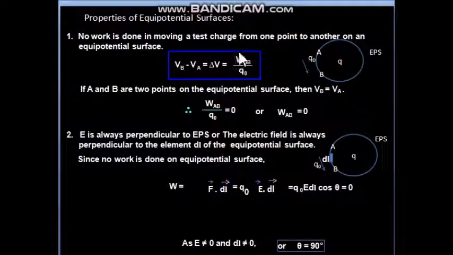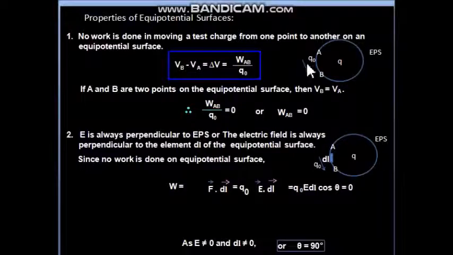Now if we have to calculate this work done, the work done is always related with the potential difference formula. Since the charge is moved from A to B, VB minus VA, or delta V, that means potential difference, is equal to WAB upon Q0. WAB means work done by external agency. If we have to calculate this work done, we should know the values of VB and VA.